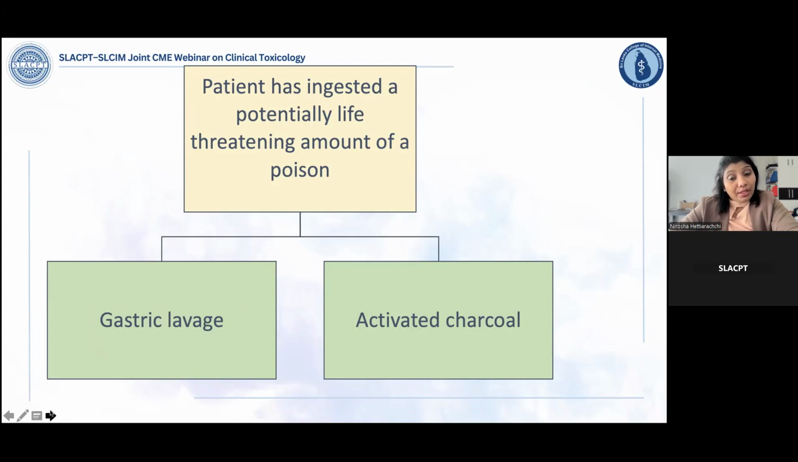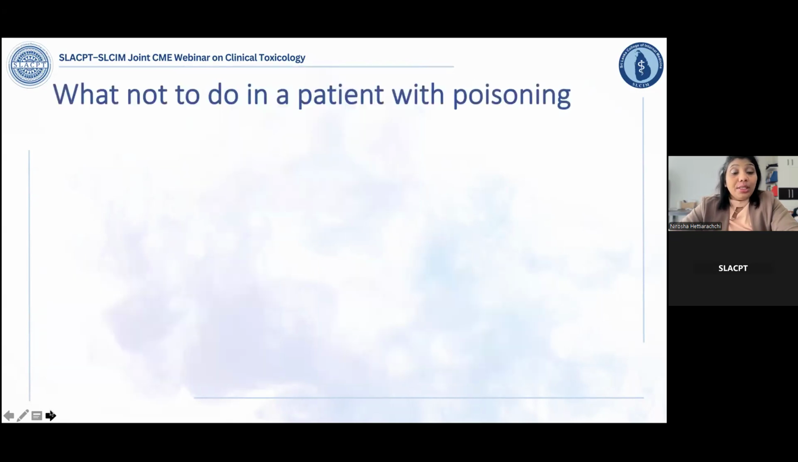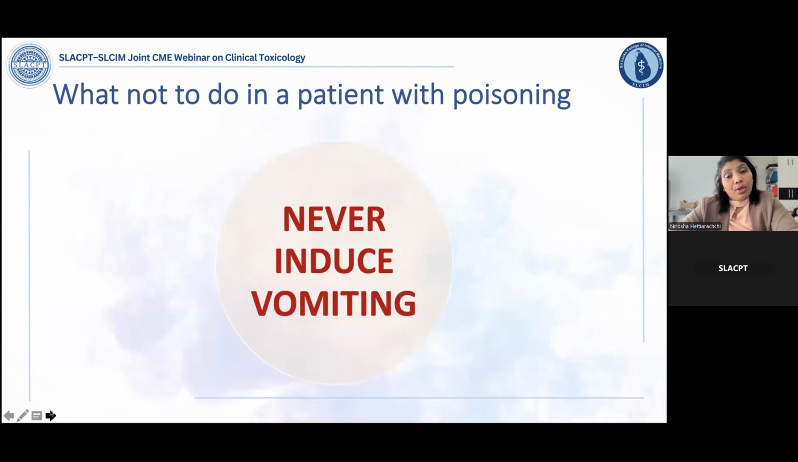And you can give the activated charcoal. These are actually called decontamination procedures. The whole bowel irrigation also comes under decontamination. So what not to do in a patient with poisoning? Never induce vomiting, because this has been done in the past, and most of the peripheral unit doctors actually do the induction of vomiting, and they mention that they have done the gastric lavage, which is actually very, very wrong. So please do not induce any vomiting.